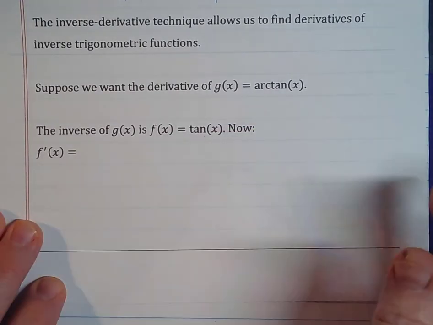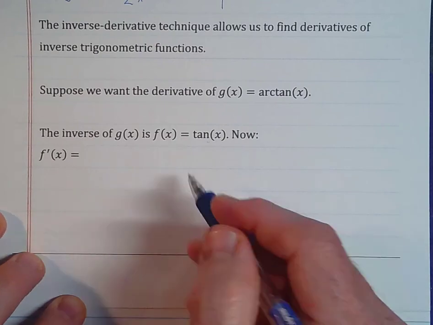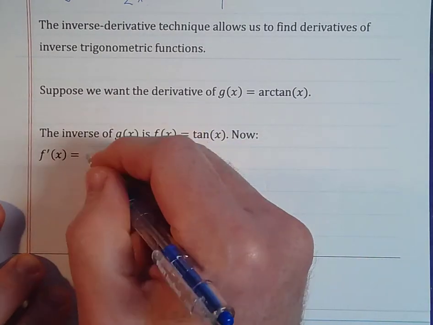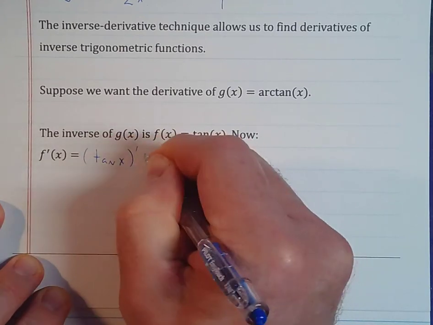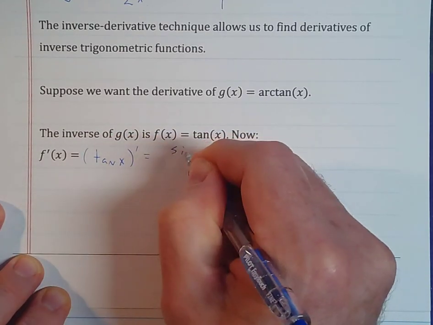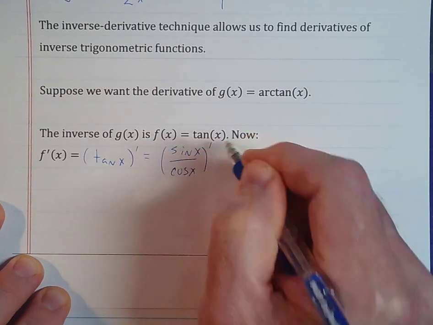Well, you may know this. You may have a formula that you just kind of wrote down or something, but this isn't too tough. The derivative of tangent of x, well, this is just sine x over cosine x. So take the derivative of that.